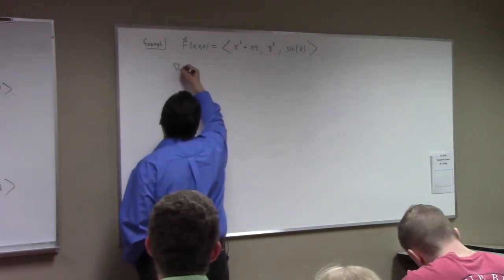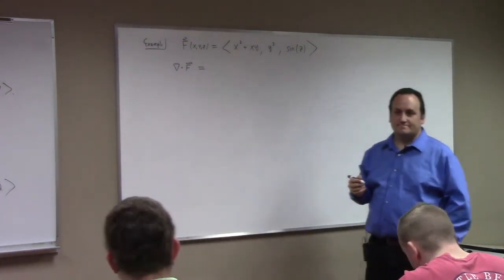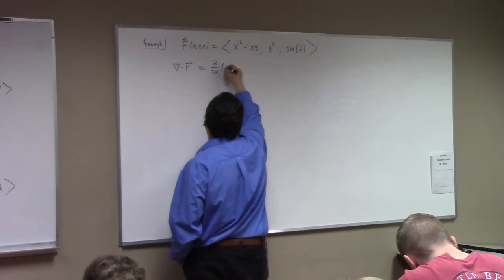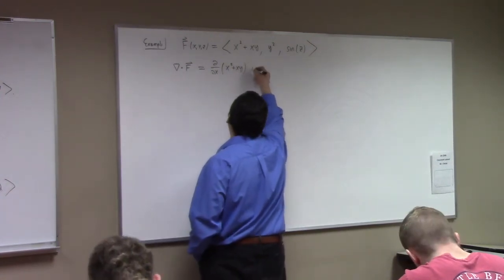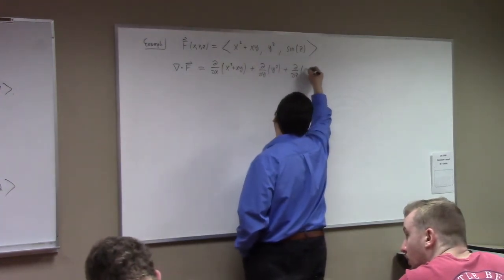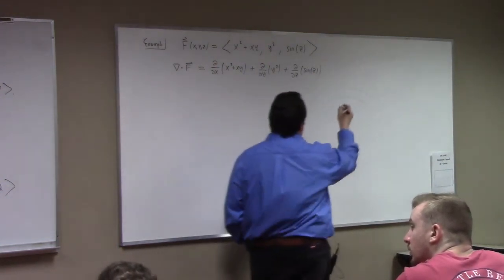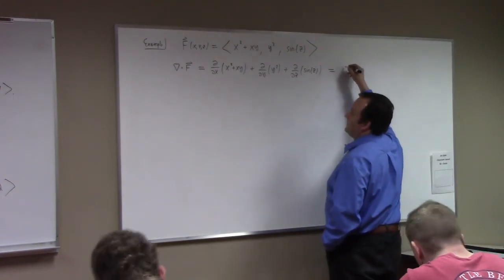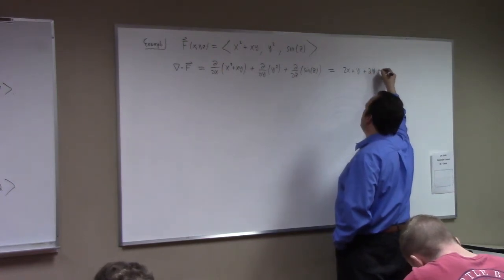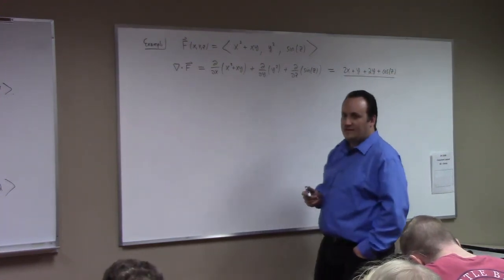So what's the divergence of F? We have to take the partial derivative of the first component with respect to x, plus the partial derivative with respect to y of the second component, and then add the partial derivative with respect to z of the third component. What's that give us? That gives us 2x plus y plus 2y plus cosine z. So there you go. That's the divergence.